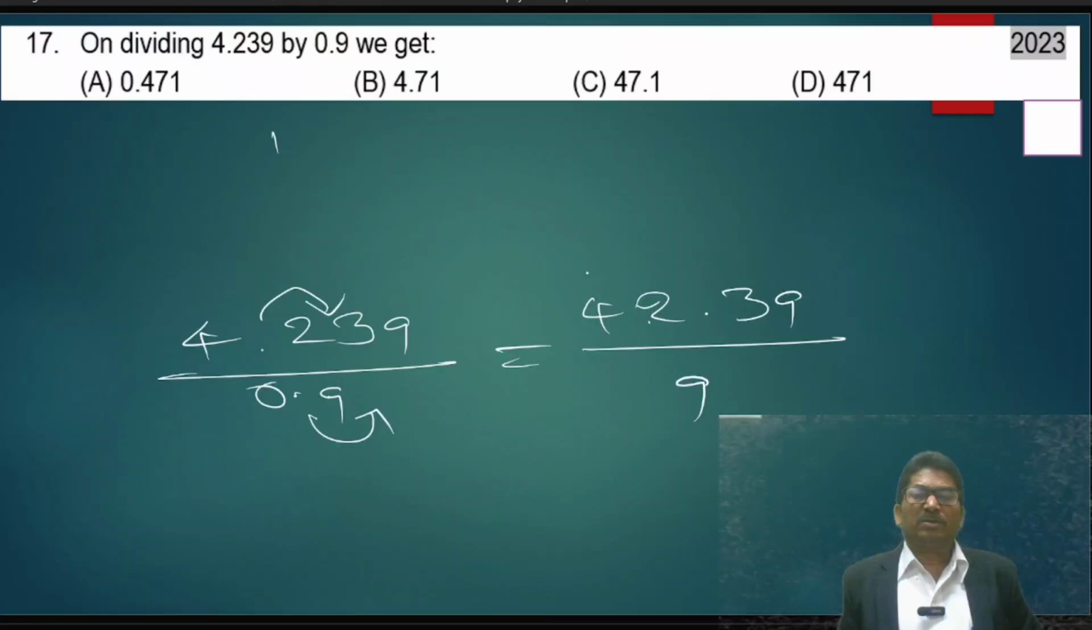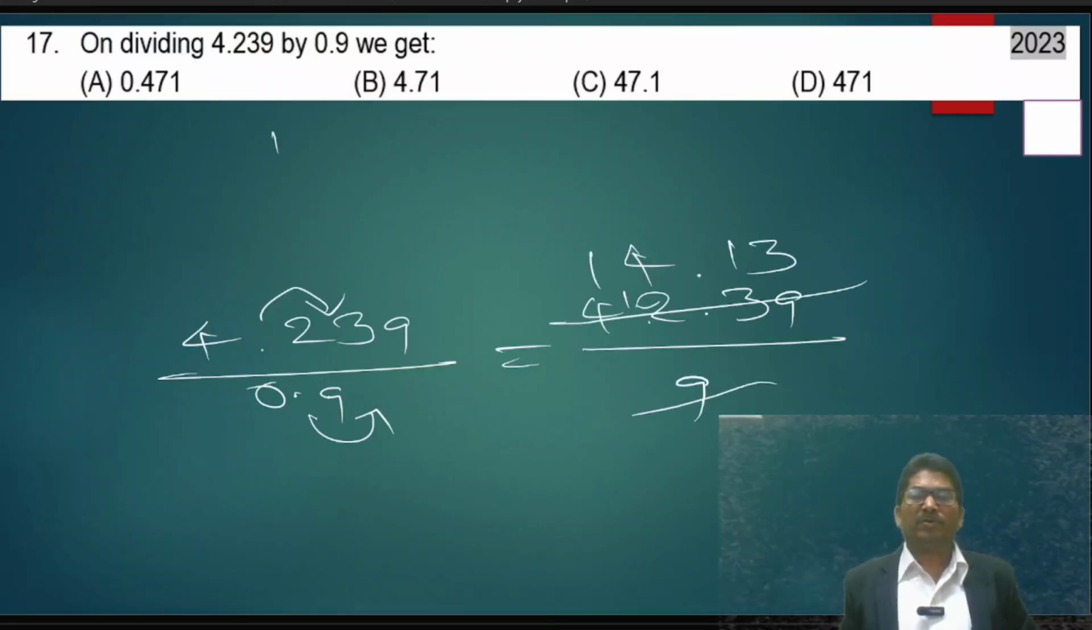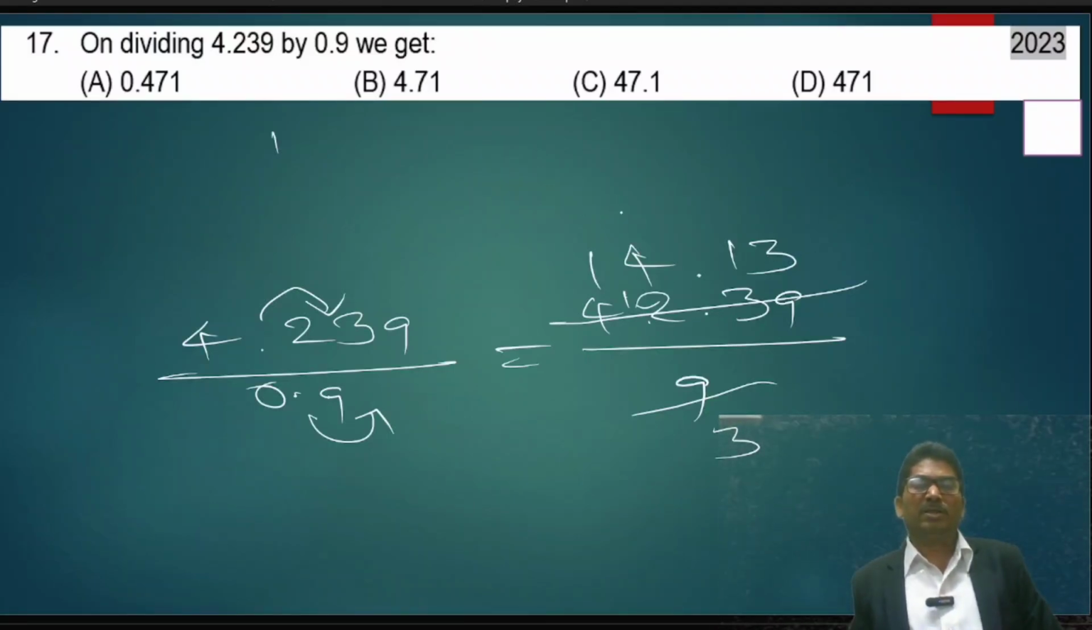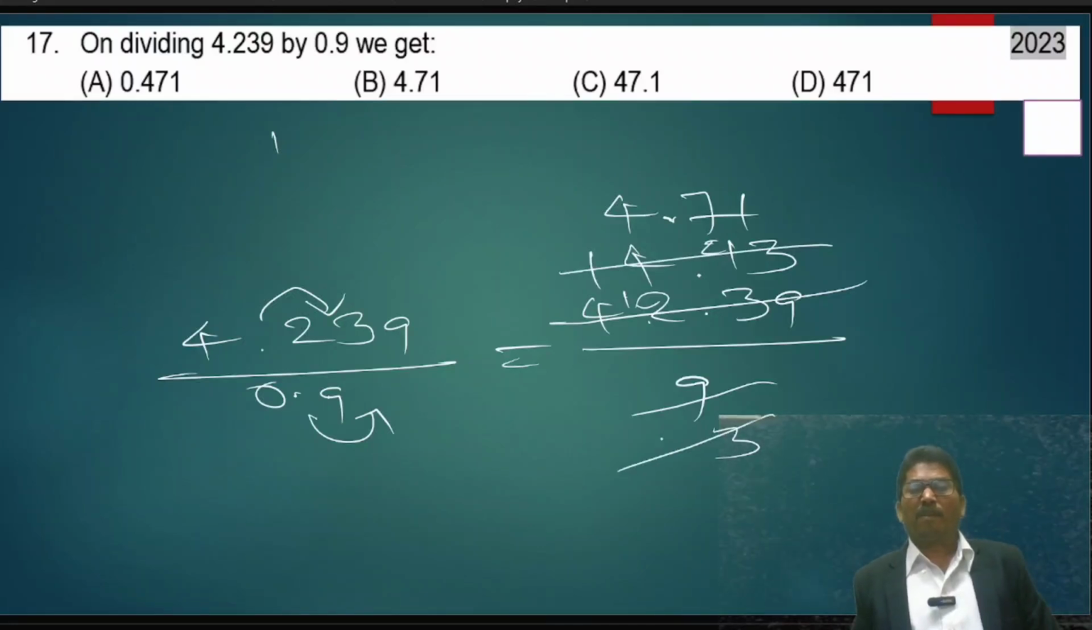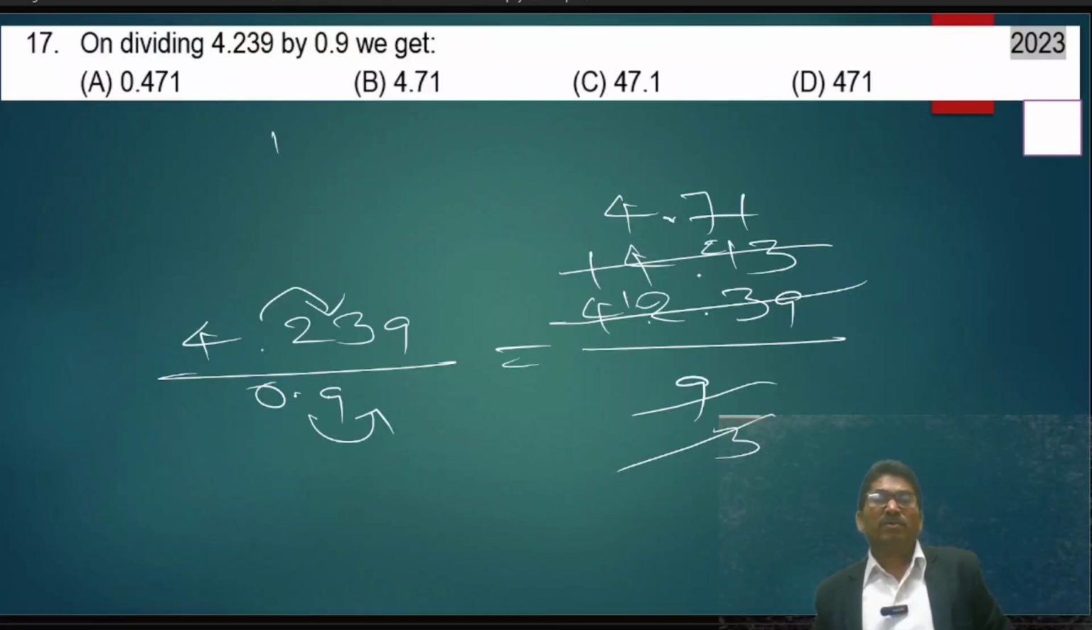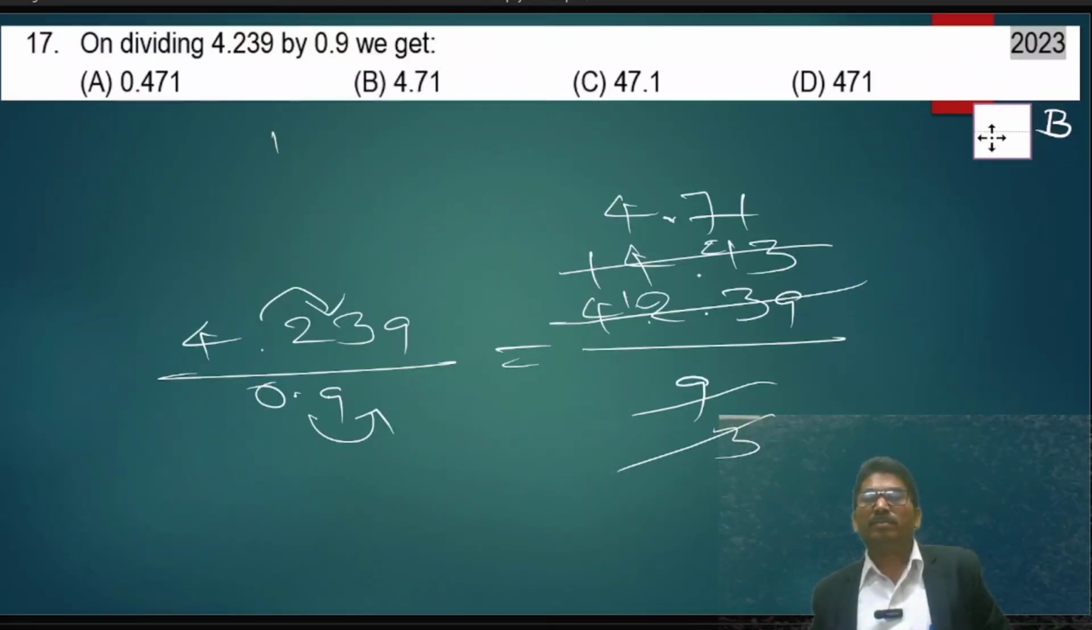I am cancelling by 3. 3 1s are 3, 4s are 1s, 3 3s are 9. Again it will be divisible by 3. 3 4s are 12, 2 remainder, 3 7s are 21, 3 1s are 3. So what is the correct option? The answer 4.71 is the correct answer. B is the correct option.